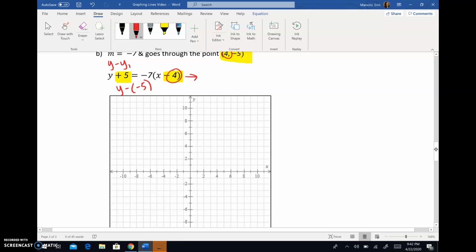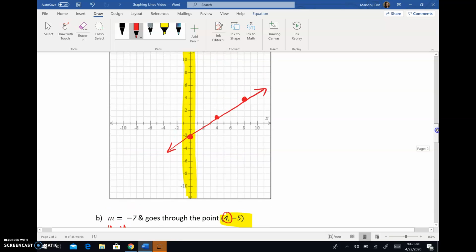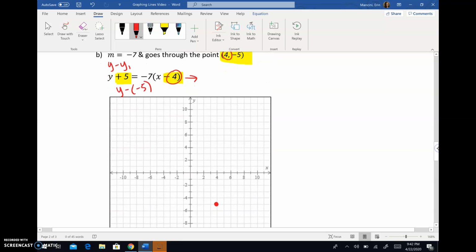Okay, so I'm going to go ahead and plot my point as 4 on the x and -5 on the y. So again, you always start by plotting a point, whether it's in point-slope or slope-intercept. And then your slope is going to tell you how you move from there. So in this case, our slope is -7. And again, slope is rise over run, which is easier to see when it's a fraction. So if it's not, just remember that -7 is the same as -7 divided by 1, because 7 divided by 1 is just 7. So those are equivalent.